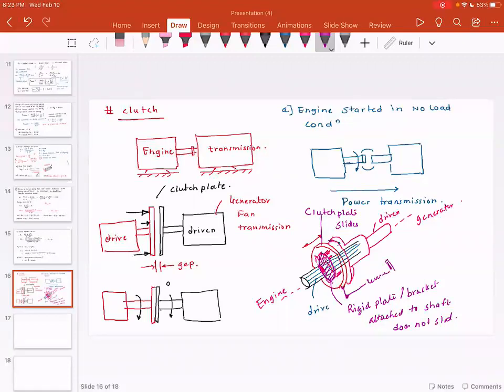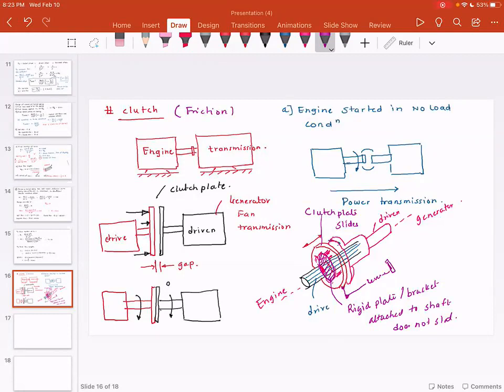So if you look at your car, this is connected to the pedal. Once you press the pedal, the clutch plate is moved away from the corresponding mating plate and the power transmission is stopped. But otherwise, if you release the clutch lever, then the plate comes in contact and the power transmission can go from engine to driven shaft. The fundamental principle of power transmission because of the clutching is due to friction. So this is friction.